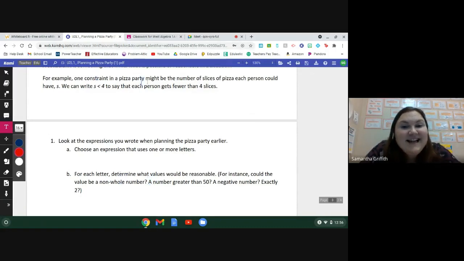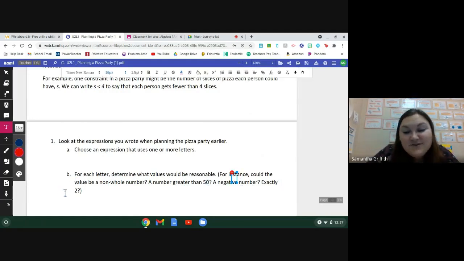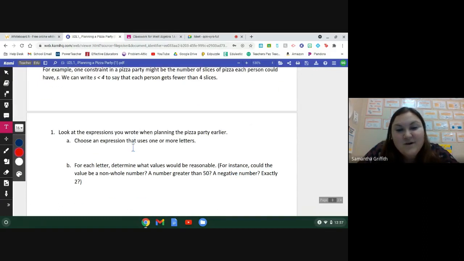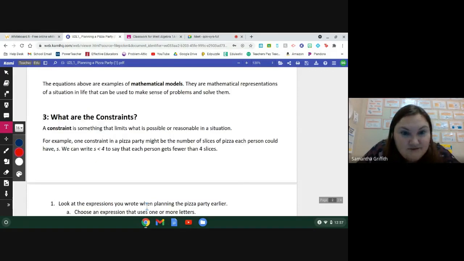So when we said up here that the slices of pizza, S is less than 4, S also needs to be a positive number, right? You can't have -3 pizza slices. So that's another example of a constraint. So you think about, could it be a non-whole number? Could it be a number greater than 50? A negative number? Could it be exactly 2? So we're going to go back to our expression you wrote earlier, and we're going to think about what constraints there are on those variables you identified.